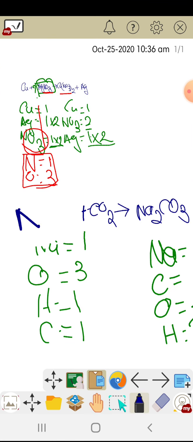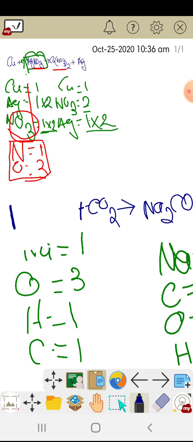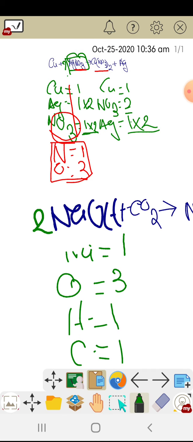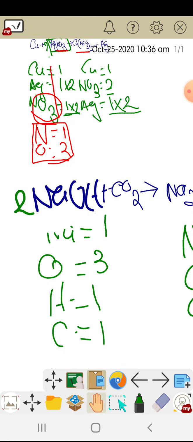Give me a minute. Anyways, so where do we need to put the 2? We need to put the 2 before sodium hydroxide. So we are putting the 2 before this. Now, after putting this 2 before this, what happens? O into 2? No, O will not multiply into 2. O will become 4.